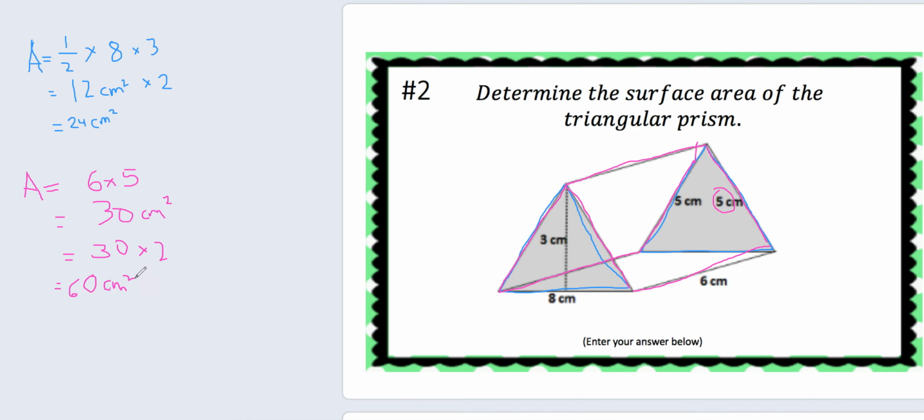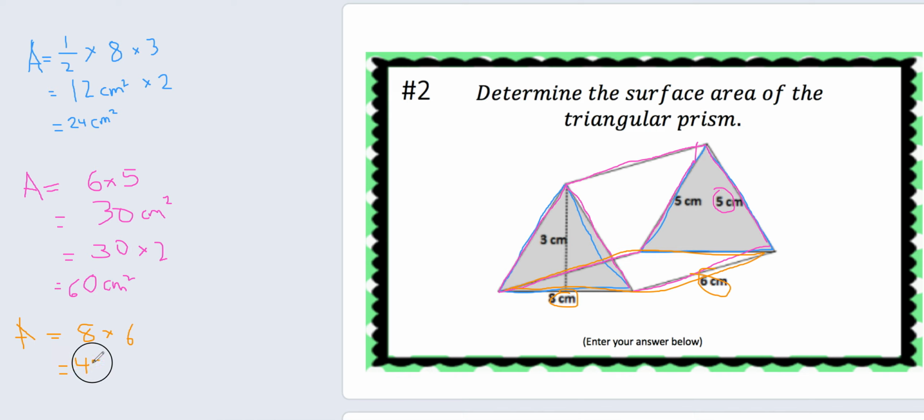Now the last rectangle is the one at the bottom, the very bottom of the triangular prism, and I'm going to highlight that in orange. It's at the bottom here. So it's got a height or a length of 8 and a width of 6. So to find the bottom one, we've got to do 8 times 6, and that's going to give us 48. 8 times 6, which is 48. And because there's only one of those rectangles, we don't need to multiply it by 2.